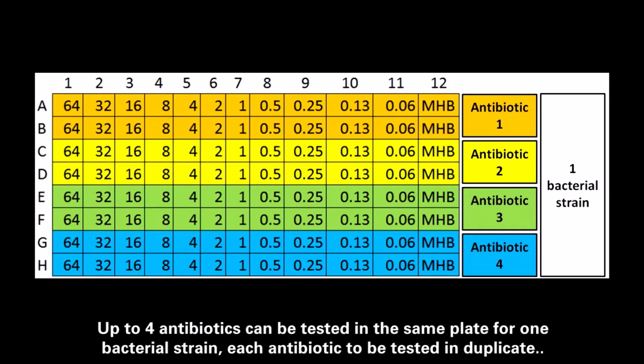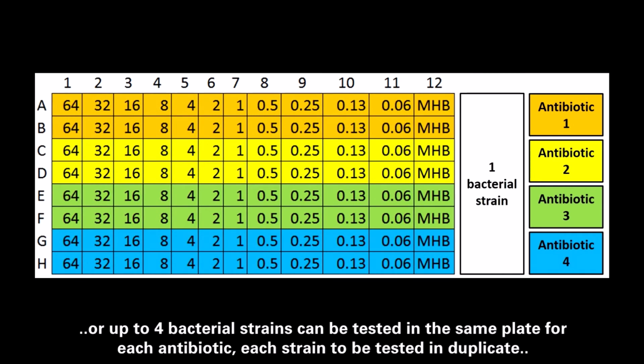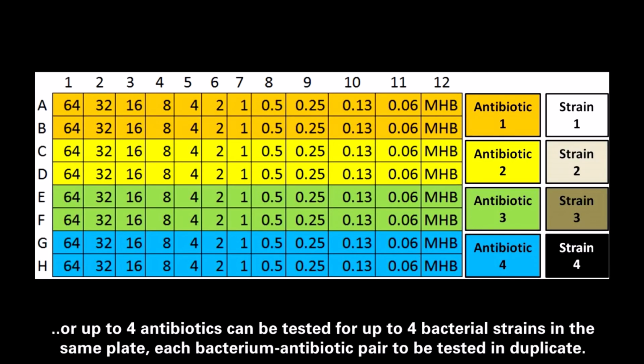Up to 4 antibiotics can be tested in the same plate for one bacterial strain, each antibiotic to be tested in duplicate. Or up to 4 bacterial strains can be tested in the same plate for each antibiotic, each strain to be tested in duplicate. Or up to 4 antibiotics can be tested for up to 4 bacterial strains in the same plate, each bacterium antibiotic pair to be tested in duplicate.